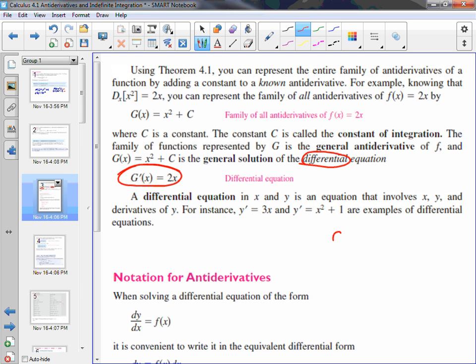We're used to seeing f of x equals, in this case, let's call it x squared plus c, and f prime of x. Well, what's the derivative of x squared? 2x. What's the derivative of the constant? 0. So that's more like what we're used to seeing, correct?